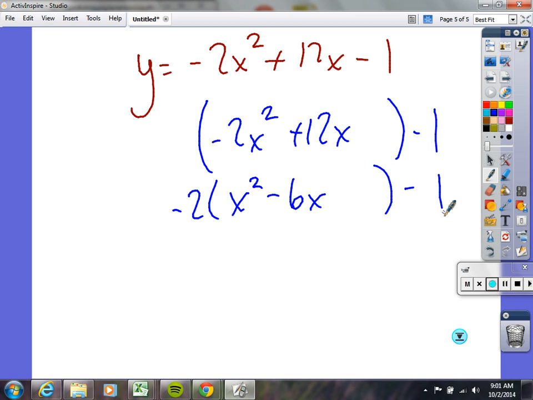That's all I did. If I distributed it back in, would I not get back to this? -2 times x squared, -2x squared. -2 times -6 becomes a +12, which is exactly what we have. So if you have a coefficient other than 1, you need to factor it out. What if they don't share? Like 12 and 2, they both have a 2 in common, don't they? What if they don't have something in common? You still factor it out? Yep, you do. Maybe we're not going to get that deep, but yes, you do.